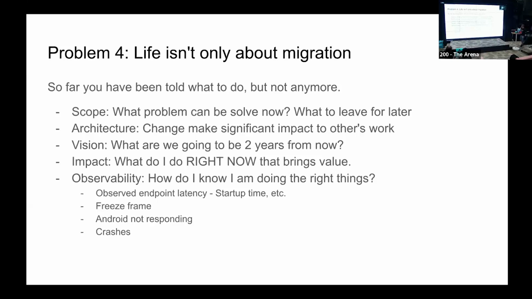At this point, I think this is my own strategy, but obviously it's applied differently for different people. How do I know that I'm doing the right thing is the question that we have to answer. Observability is what we want: to get to a state where we can observe the differences that our changes make. Observe endpoint latency, startup time, frozen frames, Android not responding cases, crashes, every minor little improvement in our user metrics.